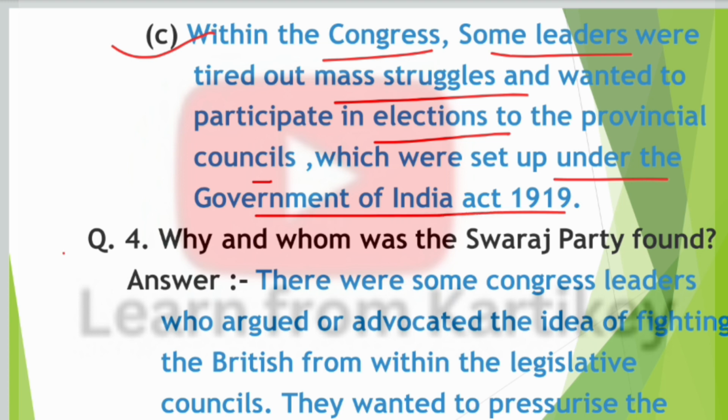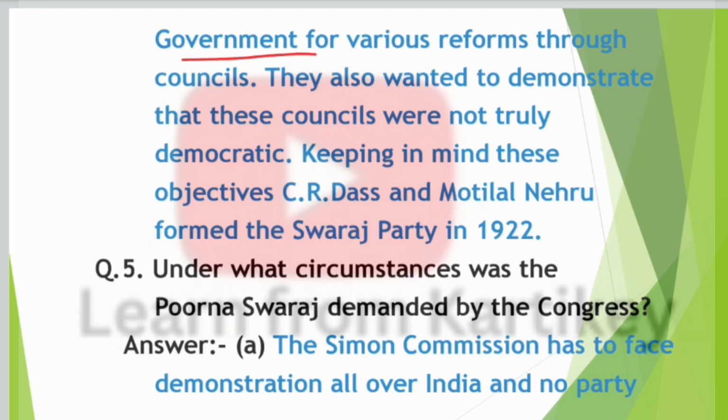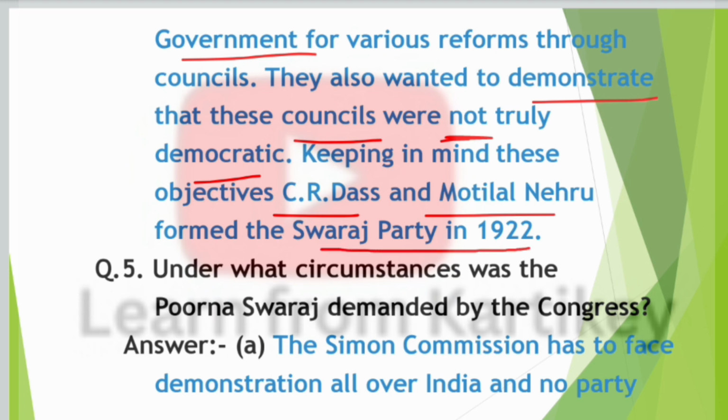Next question, question number 4: Why and by whom was the Swaraj Party founded? Answer, there were some Congress leaders who advocated the idea of fighting the British from within the legislative councils. They wanted to pressurize the government for various reforms through councils. They also wanted to demonstrate that these councils were not truly democratic. Keeping in mind these objectives, C.R. Das and Motilal Nehru formed the Swaraj Party in 1922.